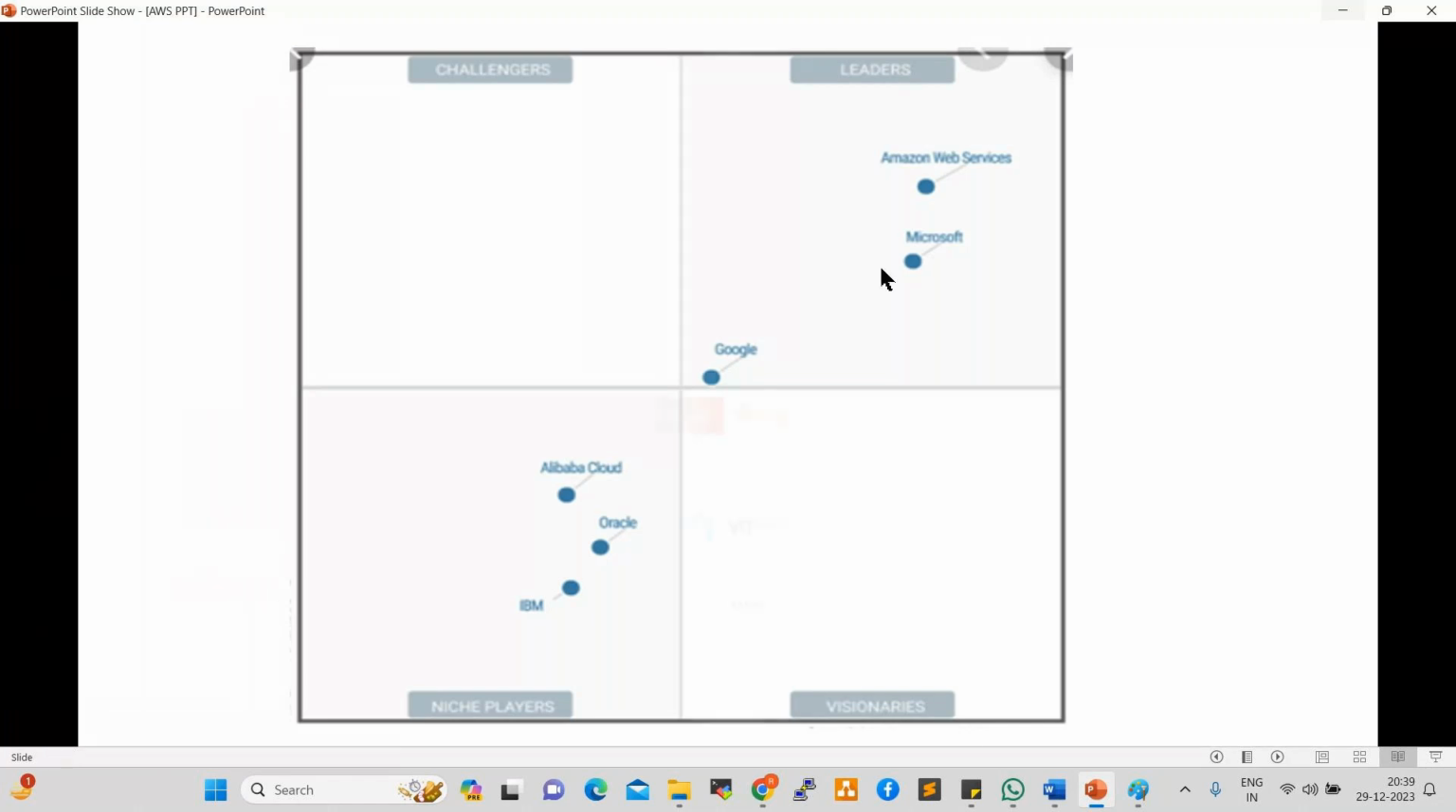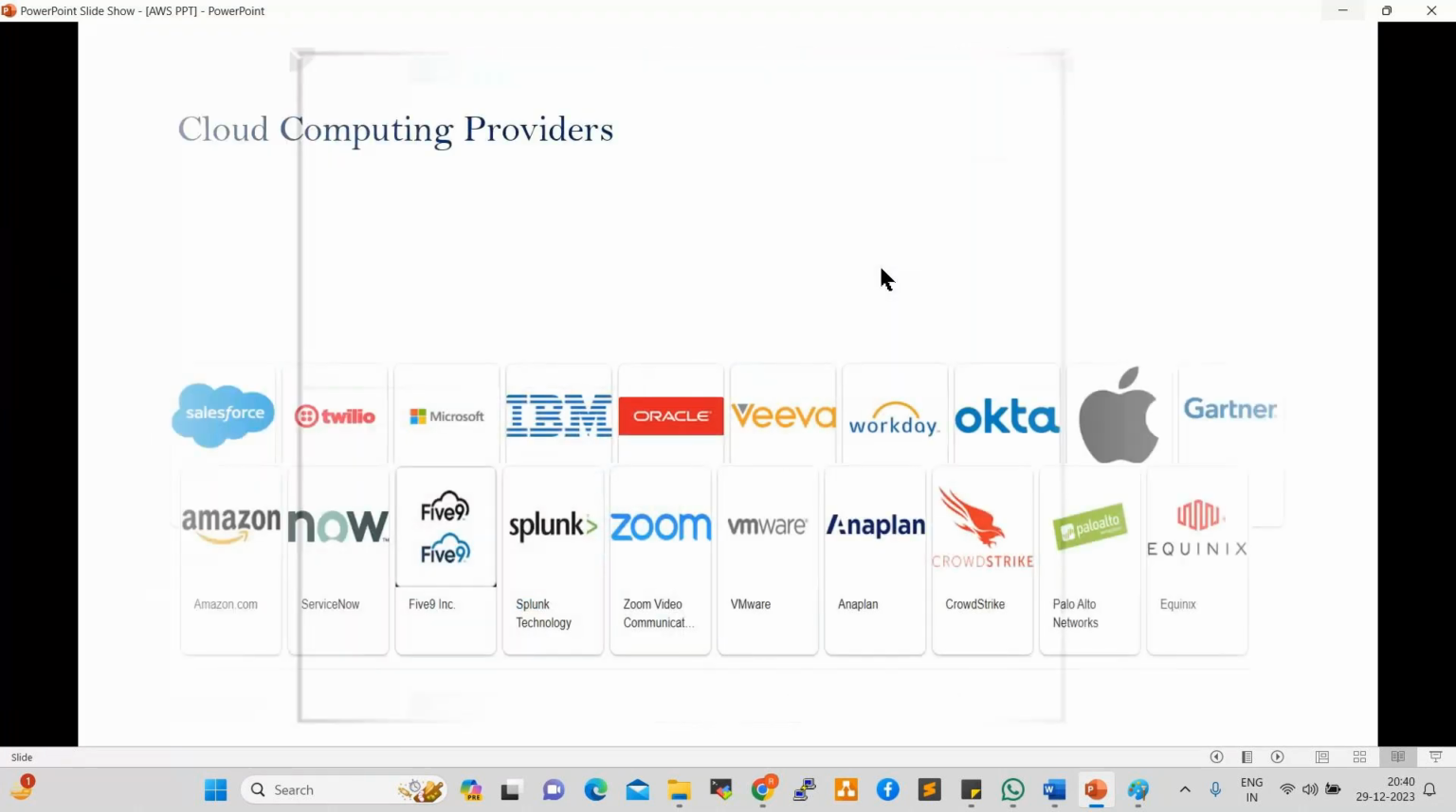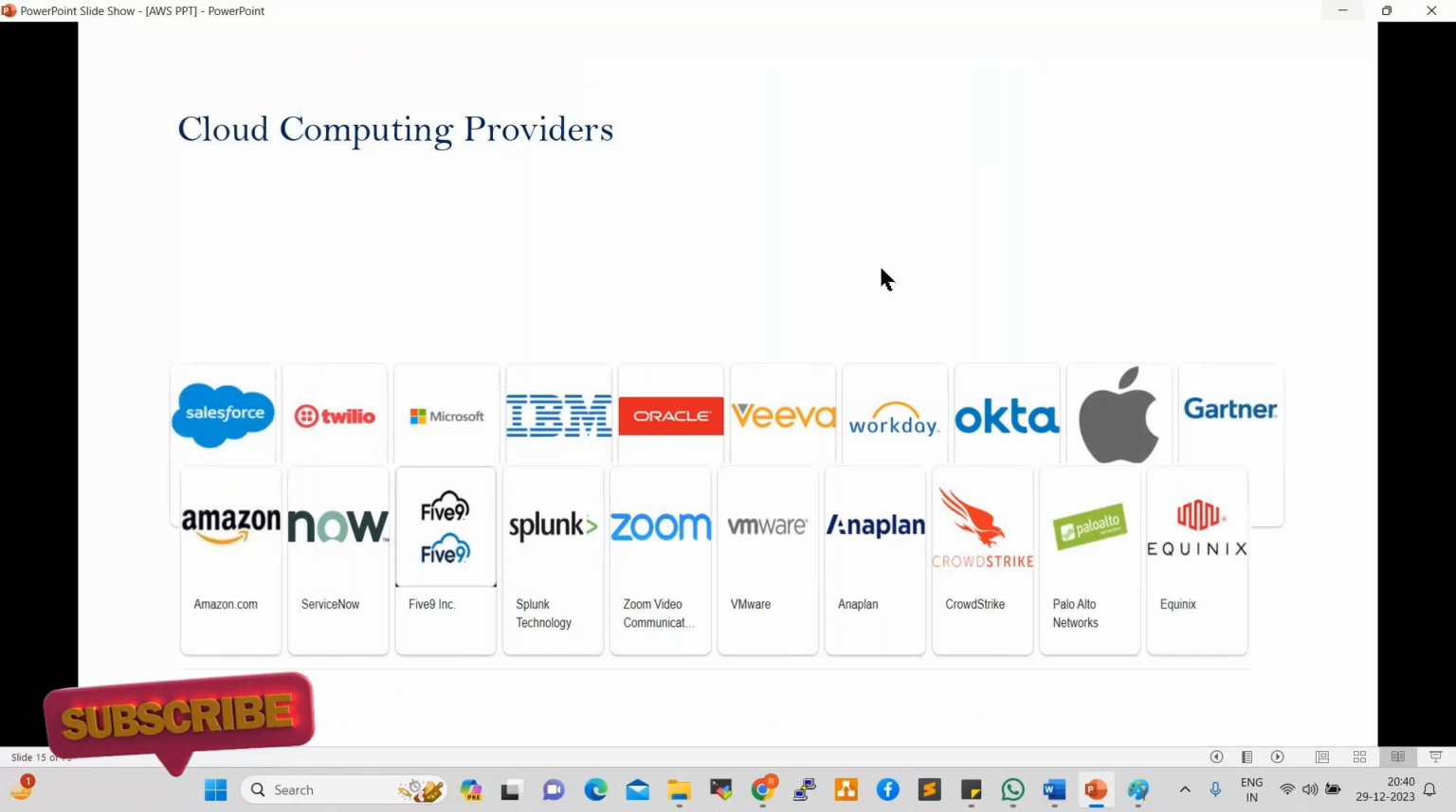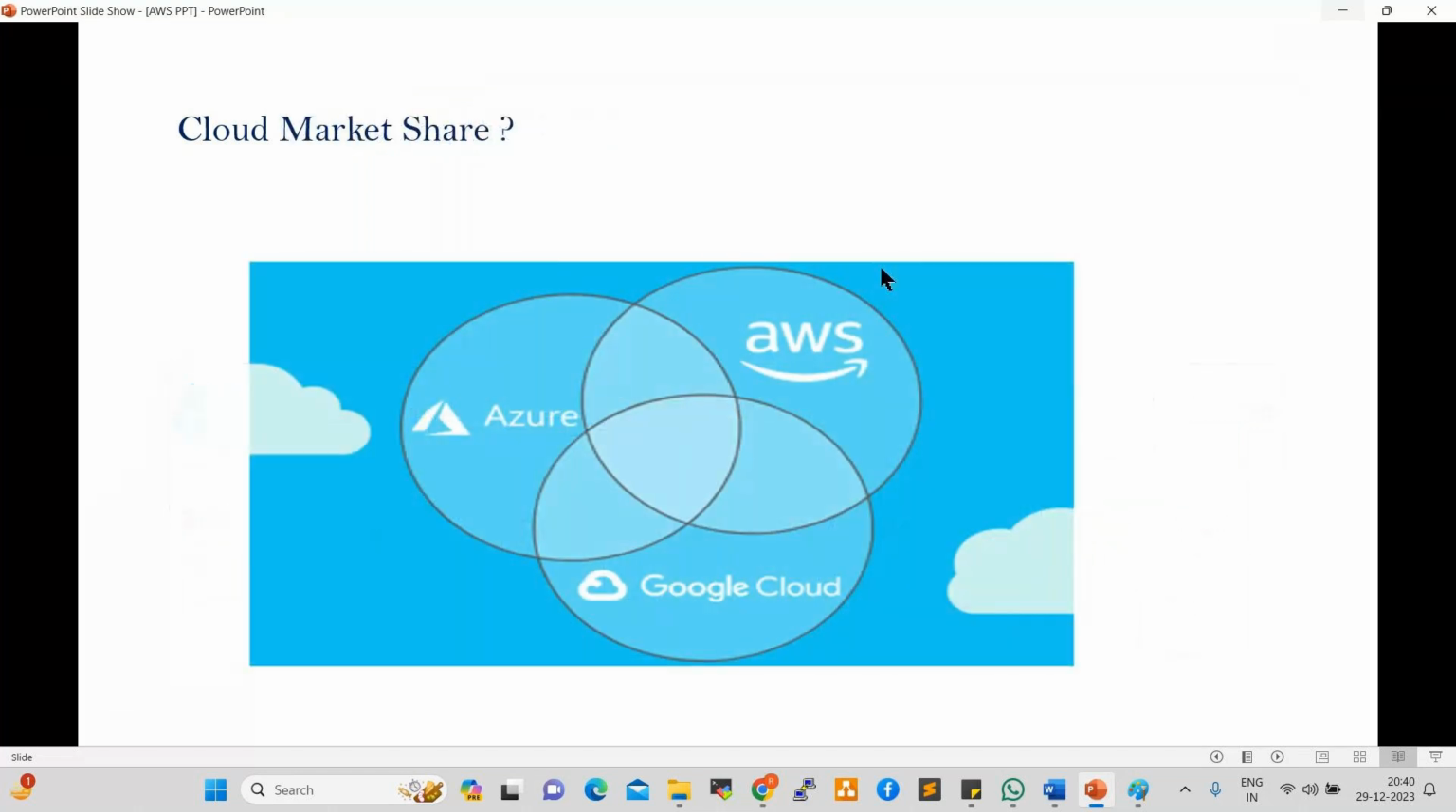So these are the cloud computing partners. We have 26 more clouds in the market. These are the topmost clouds.